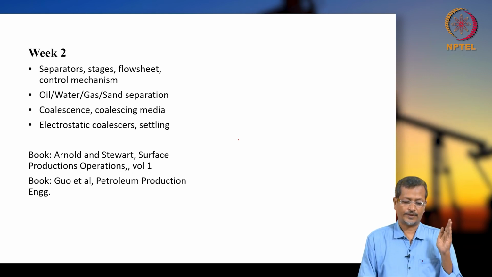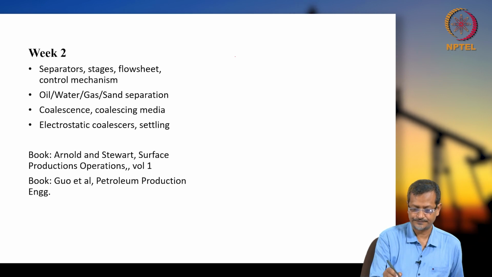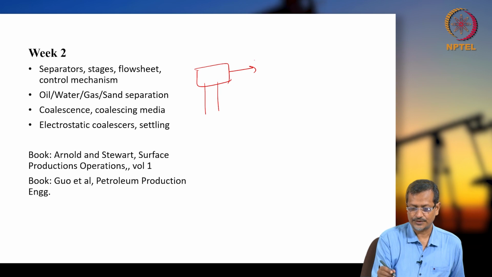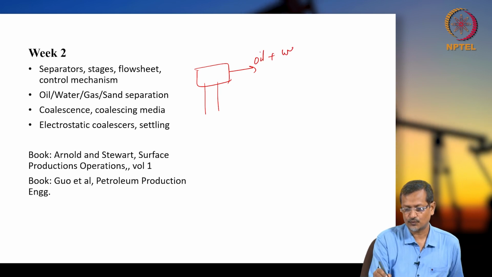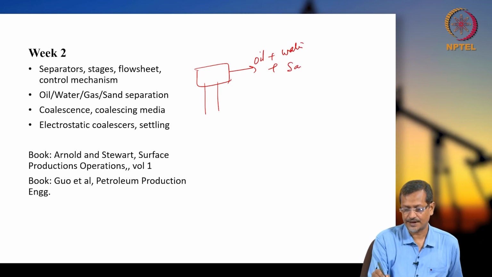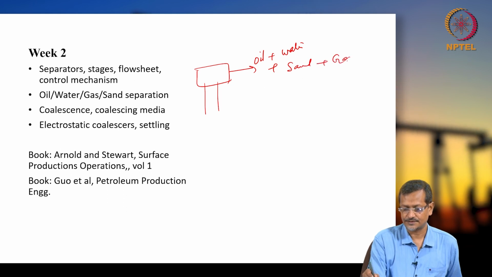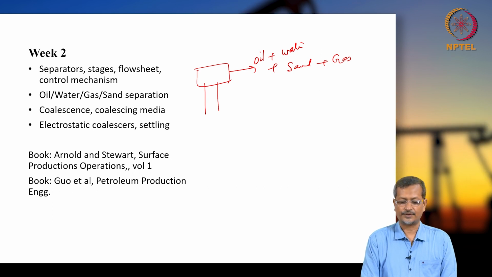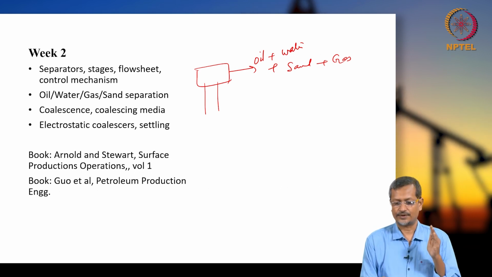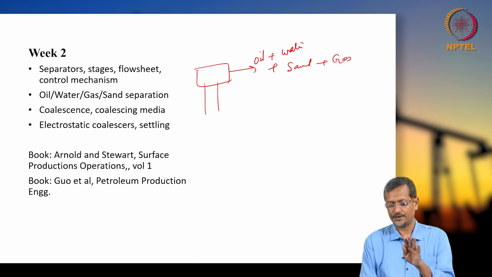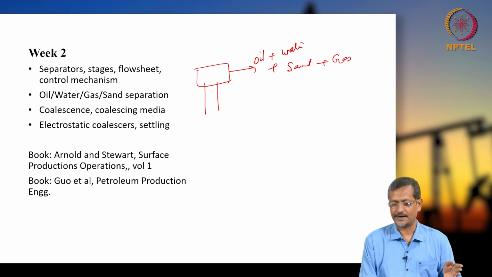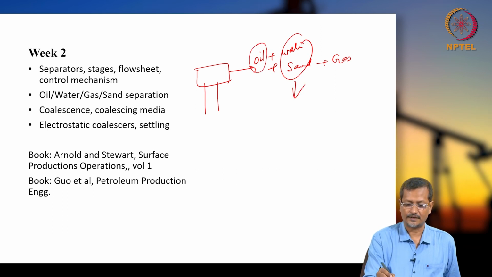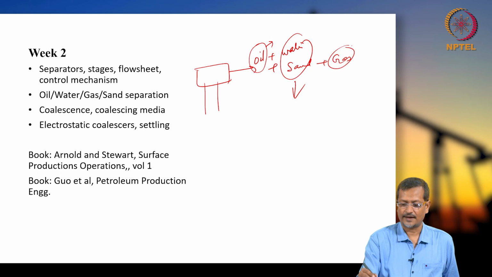So whenever you are getting oil and water from the wellbore, let's say this is my wellbore, wellhead is here, you are getting oil plus water plus sand plus gas. Now your customer will not take a mixture of this fluid. So if you are a production engineer, you have to separate oil, water, sand, and gas. Water you are not selling, you have to dispose. Sand also you have to dispose locally. So your main product is actually oil and gas.